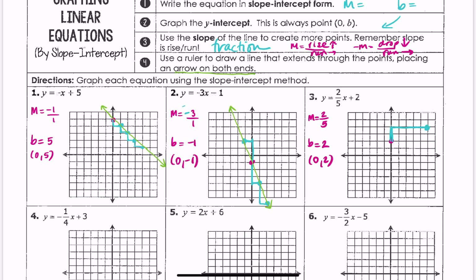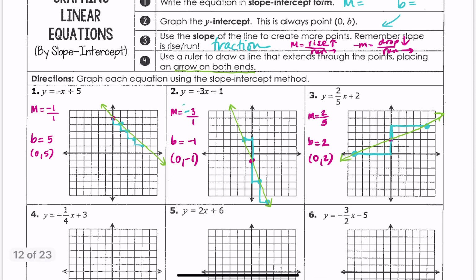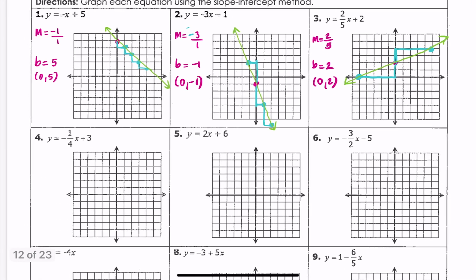I want to do another point, so I have to retrace my steps backwards. Instead of rising 2, I'm going to drop 2. Instead of running 5, I'm going to go backwards 5: 1, 2, 3, 4, 5. So there's another point for me. Now I can draw my line through these 3 points. And there you go.